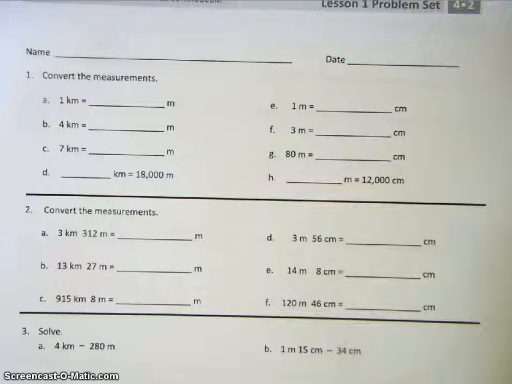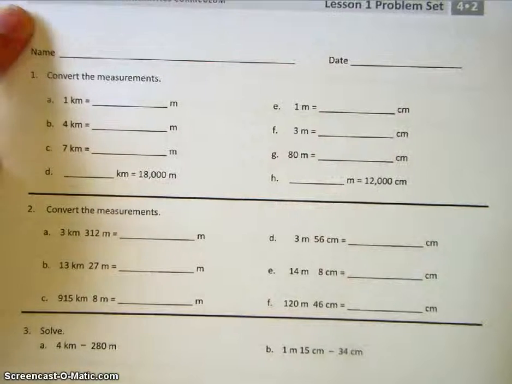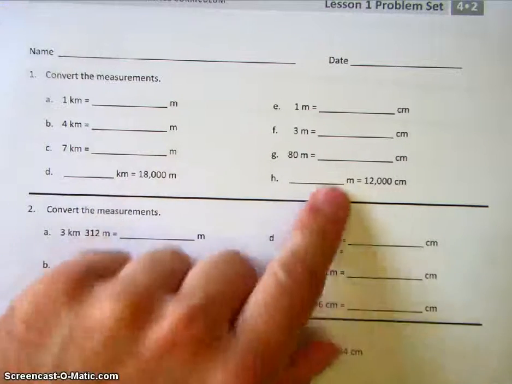Okay, so for Module 2, we're going to start off here with Lesson 1. We're going to be expressing metric length measurements in terms of a smaller unit. So going from a larger unit to a smaller unit. Then we're going to model and solve some addition and subtraction word problems involving this metric length. So what I'm going to do is we're going to first start off on this left-hand column here. Okay, and then we'll go over here and we'll do the right-hand column.